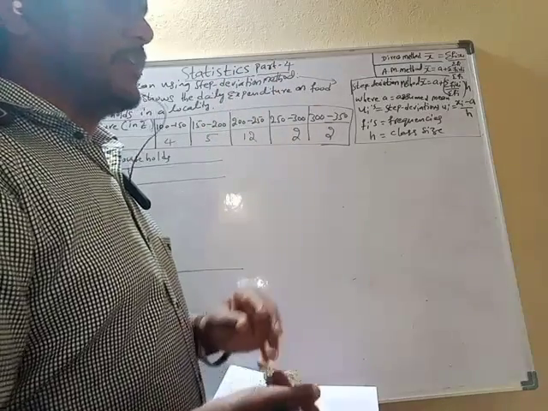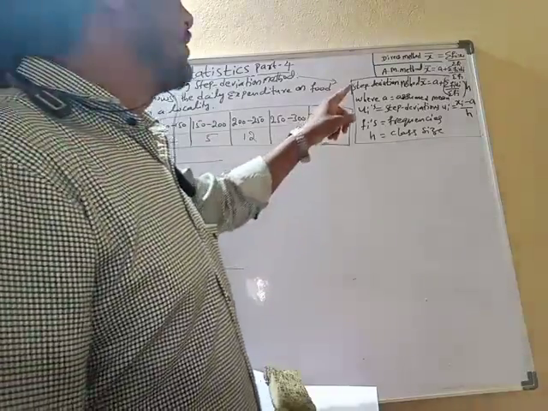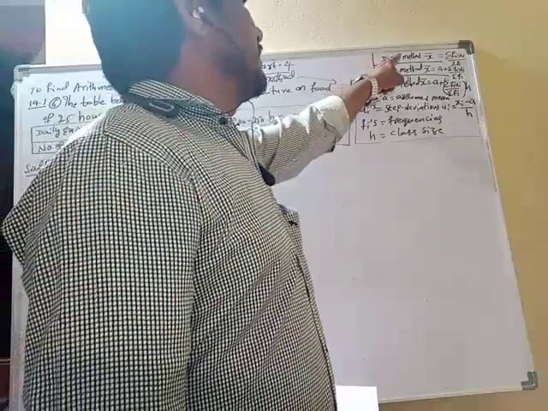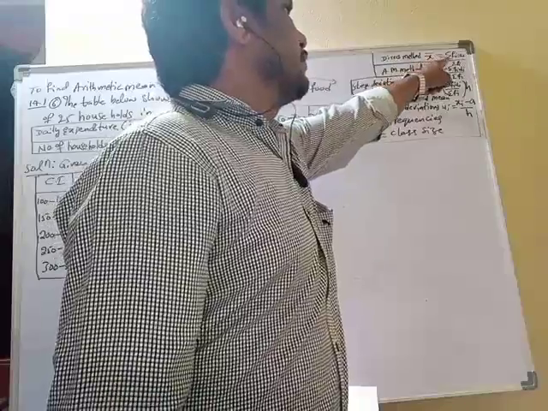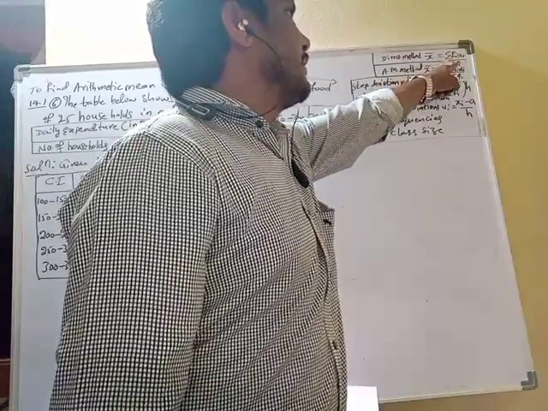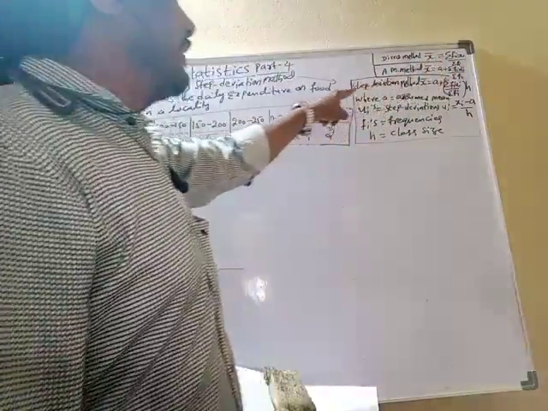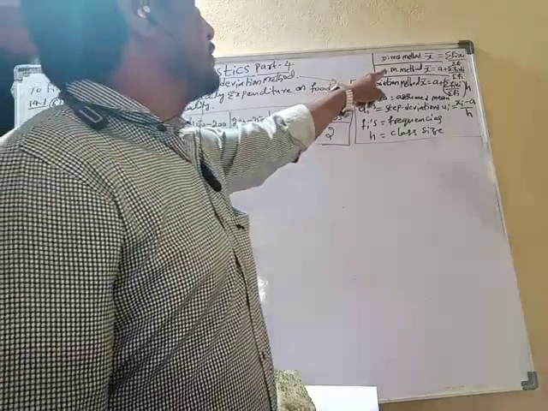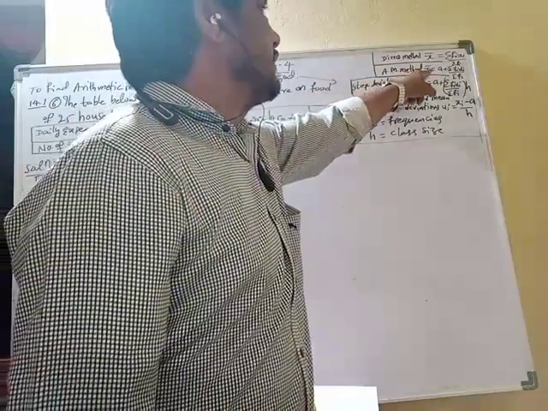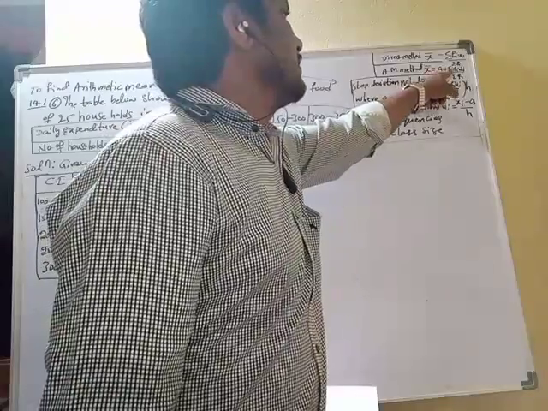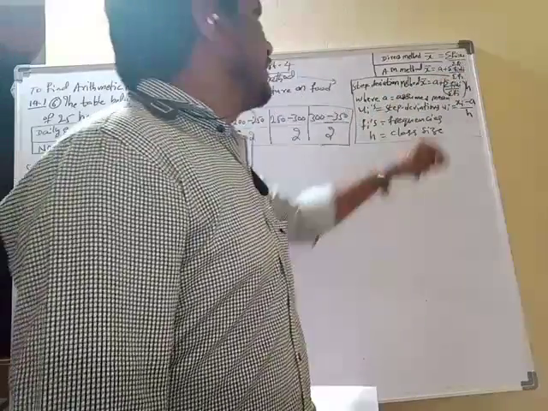So far, we have discussed two methods to find arithmetic mean. The first method is the direct method, that is x bar is equal to summation fi into xi by summation fi. And the second method is the assumed mean method, that is x bar is equal to a plus summation fi into di by summation fi.